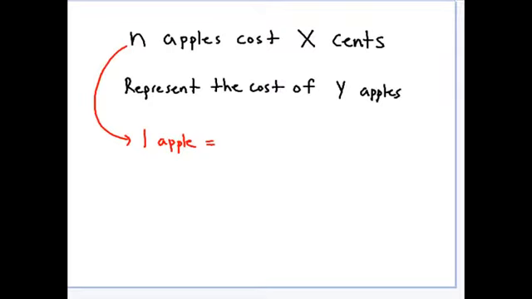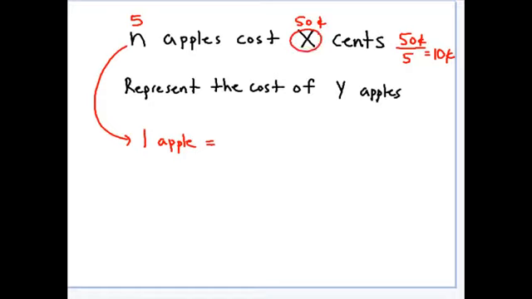Well, if n apples cost x cents, suppose we had 5 apples, and suppose those 5 apples cost 50 cents. If we wanted to find the cost of one apple, we would simply divide 50 cents, the price, by the number of apples we have, and here we'd get 10 cents per apple. So that helps us understand that to find the cost of one, we have to divide the total cost by the number we have. Well, here, the total cost is not 50 cents, but is rather x cents.